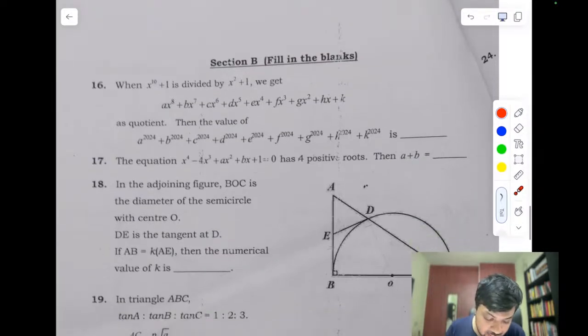Whatever we can. So x power 10 plus 1 divided by x square plus 1. Again, okay, we get something as quotient. Then the value of blah blah blah, everything raised to the power 2024, is.